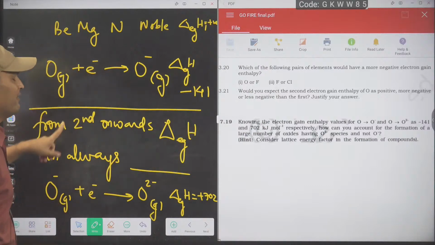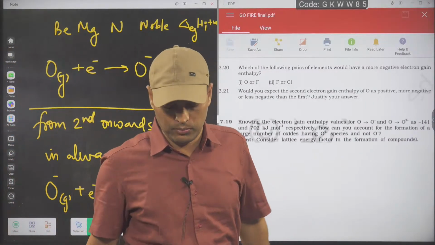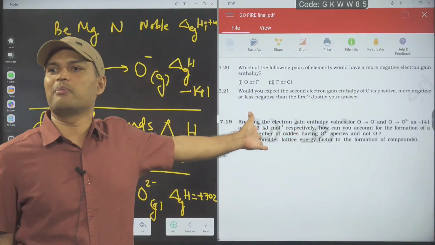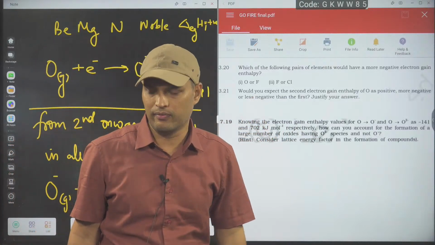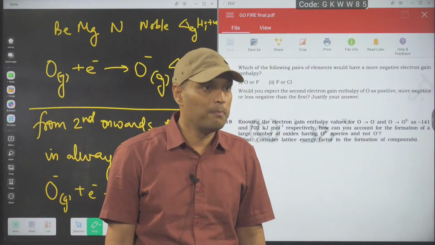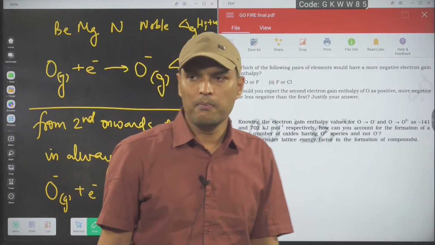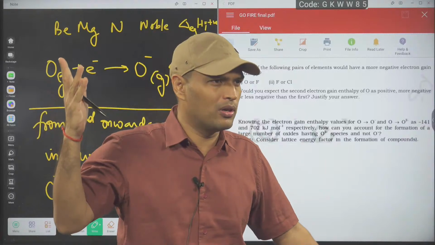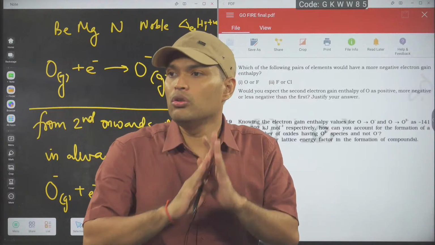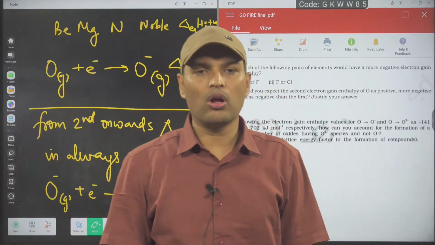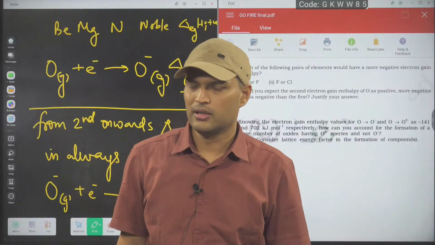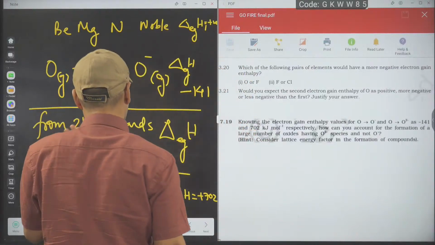Leave it. But the point we have to remember is that the first electron gain enthalpy can be positive or negative. This time a NEET question will come from here only. But from the second onwards, it is always positive. Means for the first electron, someone wants to take, someone doesn't. But the second electron, no one wants to take. First electron is dicey: yes sir, no sir. From the second onwards, completely no.